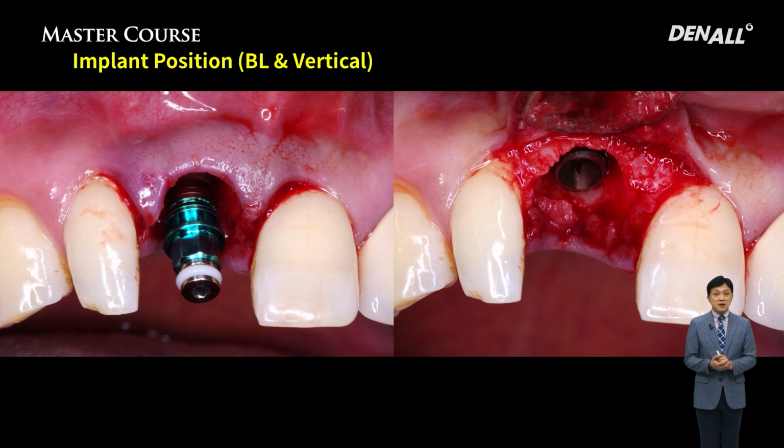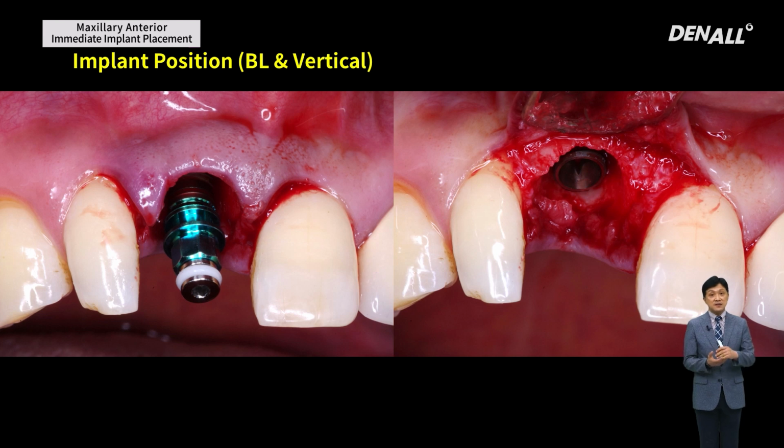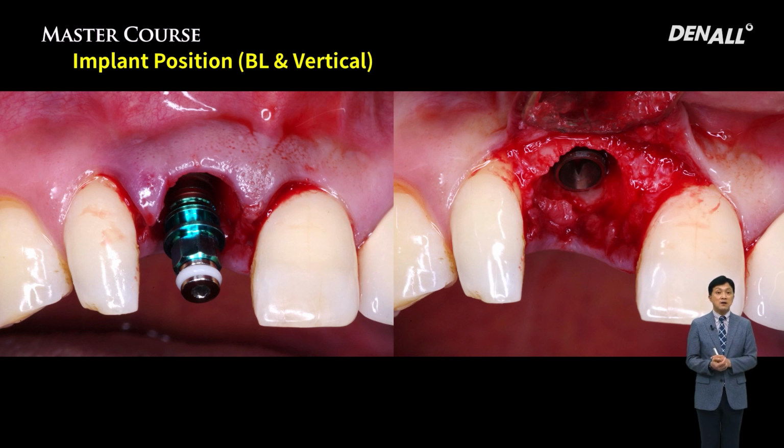So in most cases, in my cases, I use a pre-mount fixture. If you know the dimensions of the mount, it is helpful to understand the vertical positioning. For flapless surgery, if an implant is placed 3 or 4 millimeters deeper than the marginal gingiva, it is considered good. I recommend 4 millimeters.